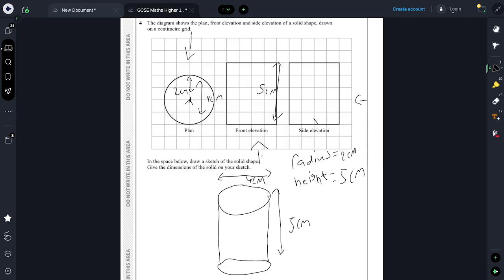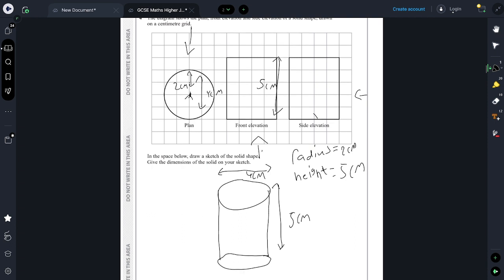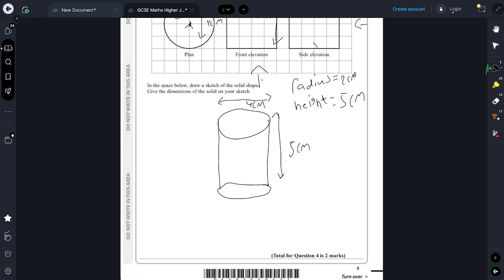If you do the little cross section bit, but yeah, that should be what they're after. There. So pay attention to dimensions as well. So what length of the shapes? If it's the cylinder, it should have a radius and a height. Okay, for 2 marks. But yeah, that's how to approach it.